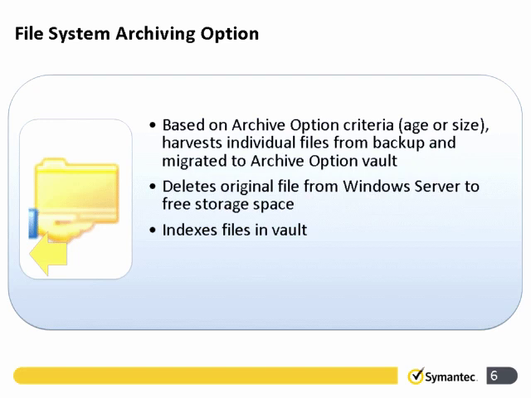So the file system archiving option allows me to archive files based on their age. For example, any file that's more than 2 years old that's not been modified in 2 years would be archived. Or I could do it based on size. So any file greater than 50 megs will be archived. You set those parameters. It deletes the original from the Windows server to free up the storage space.